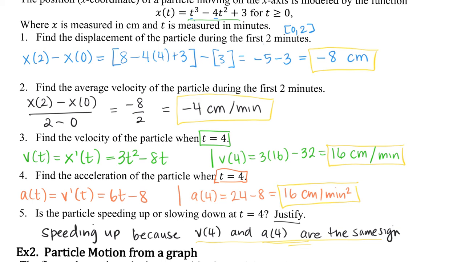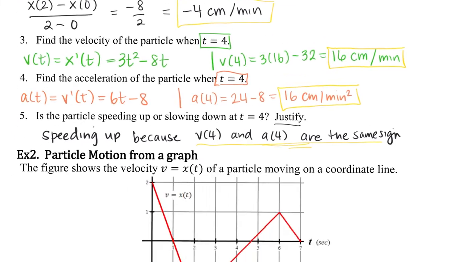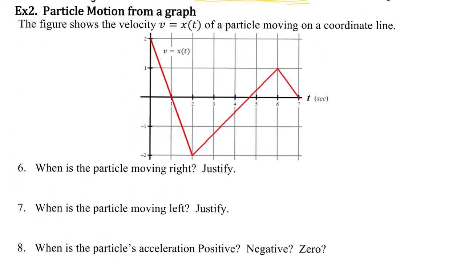Let's look at one more with a graph. Example 2, particle motion from a graph. The figure shows the velocity of a particle moving on the coordinate line. Make sure you're careful about what you're reading. This is telling me the velocity. So at time 0, the velocity is 2 somethings per second. They didn't give me the units, but it's velocity.